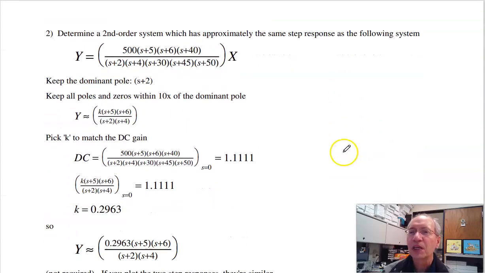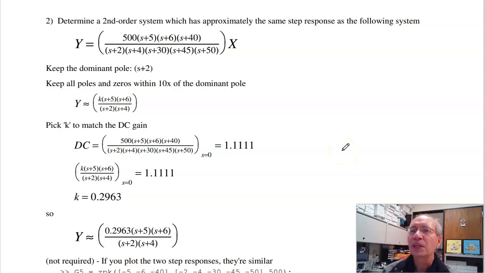Problem 2. Here's a system. Come up with a first or second order approximation for that system. Well, to do that, find the dominant pole, that's right here, and then ignore all poles that are 3 to 10 times bigger. I chose the number 10, so anything bigger than 20, I'll ignore. So this is bigger than 20, bigger than 20, bigger than 20, bigger than 20. That's my second order approximation. Keep the 2 zeros, keep the 2 poles.